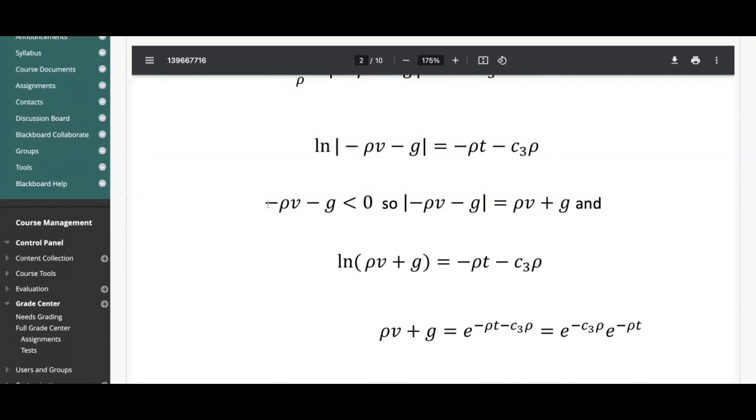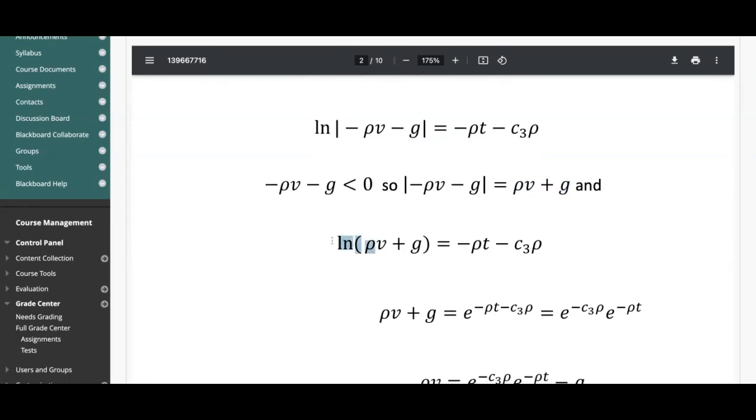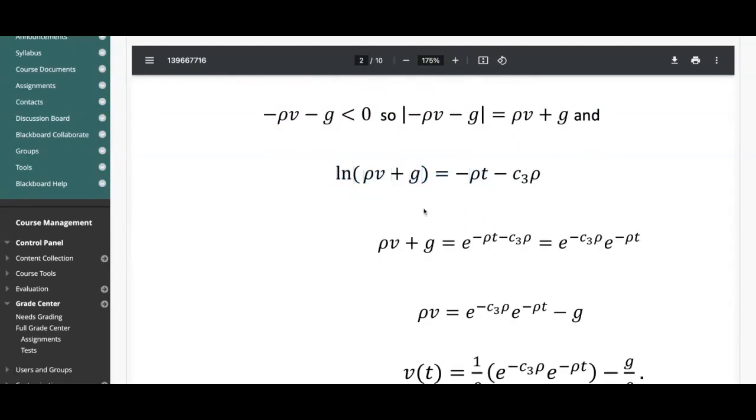Then, because v is positive, this is positive, so negative of this, all negative, is less than 0. So the absolute value has to be this, and the above simplifies to this. We rewrite it because some of you like to see, okay, I take e and raise both sides to be the exponent of e. That's fine too, but this is an easy way.